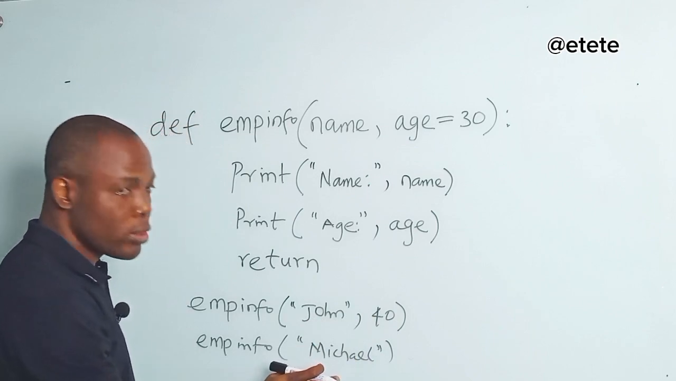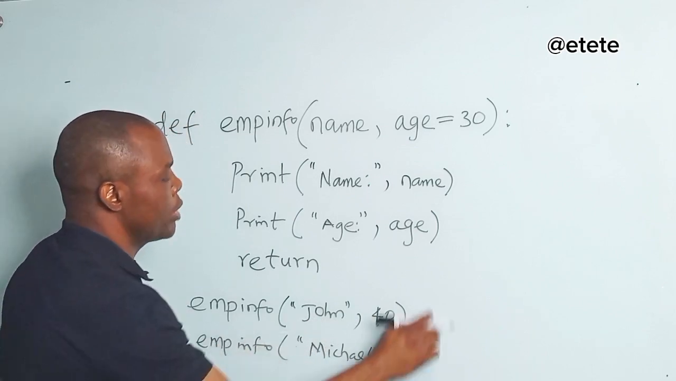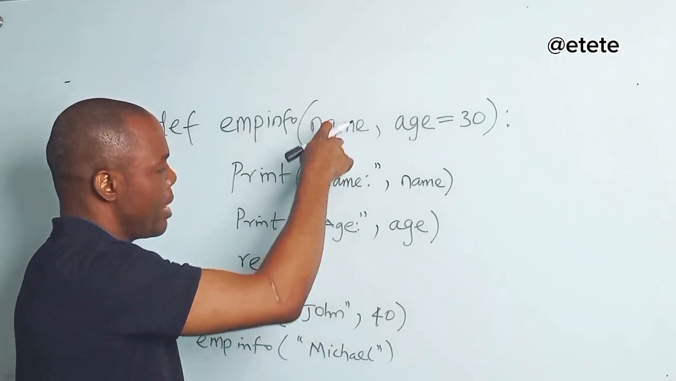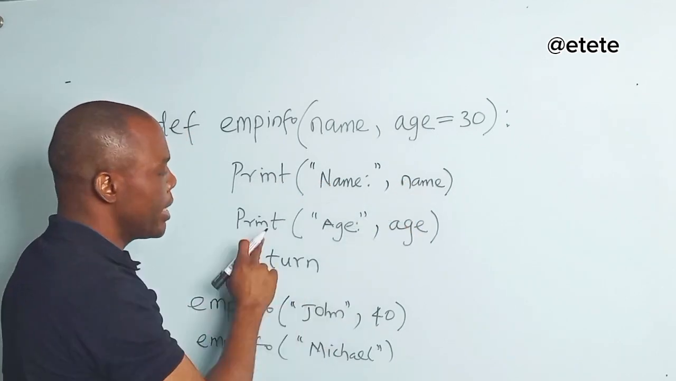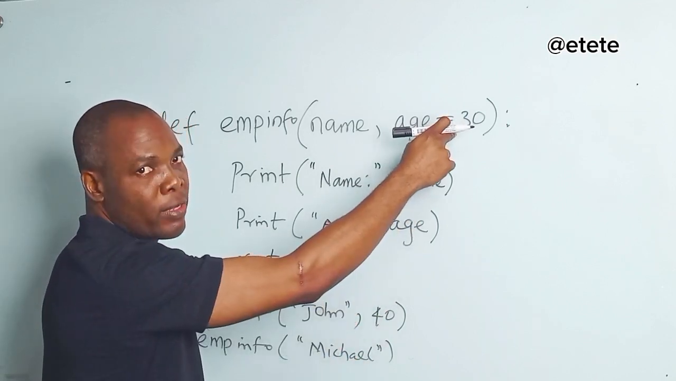But for this one, I'm just supplying only the name. So what will it do? It will call the function. Then this one will go to this place, so Michael will be supplied to name. And then it will come in and print name, and it will print Michael. And then here it will come in and print age. Because there was no age supplied, it's going to take this default value.